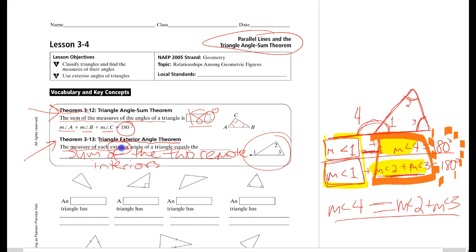The measure of each exterior angle, like angle 4, equals the sum, meaning the answer to an addition question, the sum of the two remote interior. So that means, remote interior means, if this is my exterior angle out here, I am not talking about angle 1 anymore. I'm talking about the other two angles that are inside that have nothing to do with the exterior angle over here. So I think we'll be practicing identifying which are the remote interiors for each exterior angle.